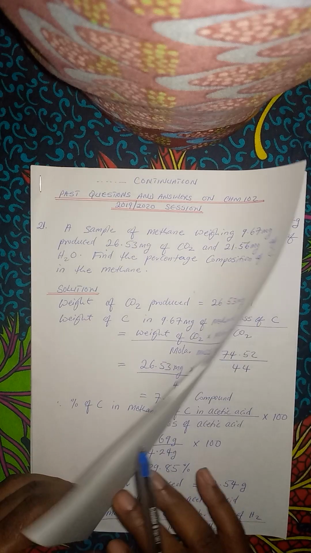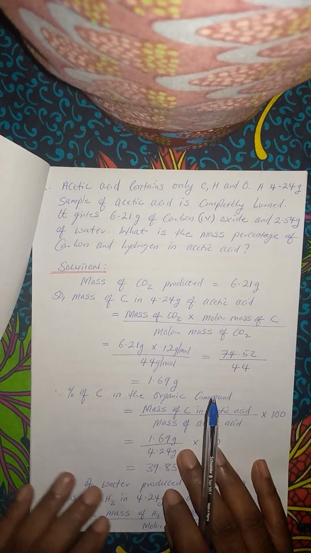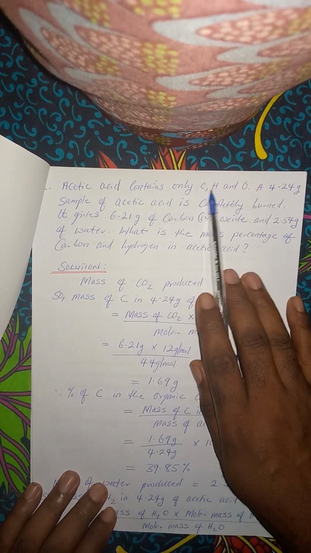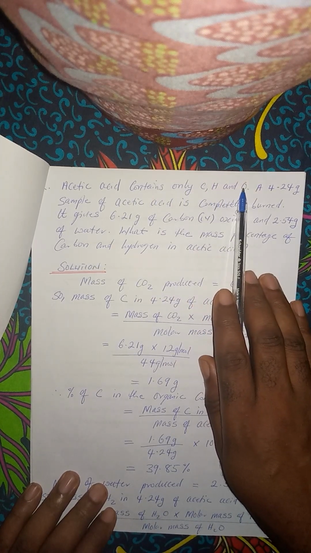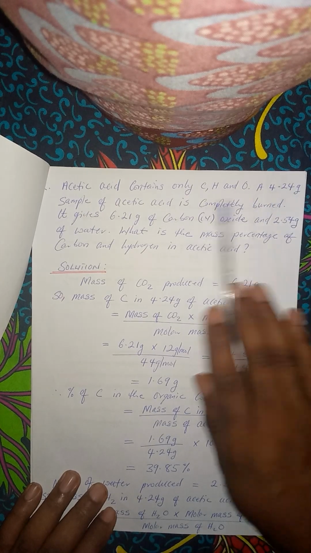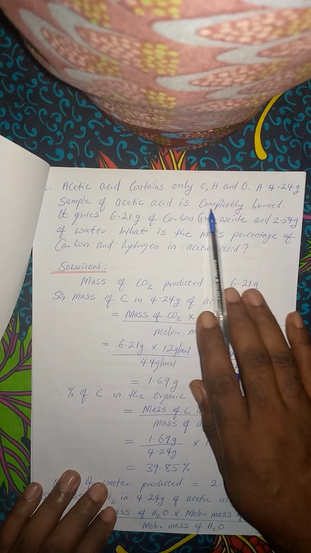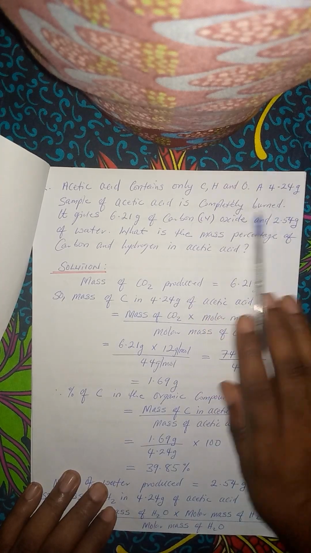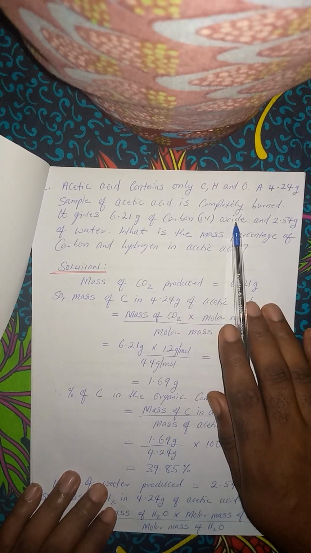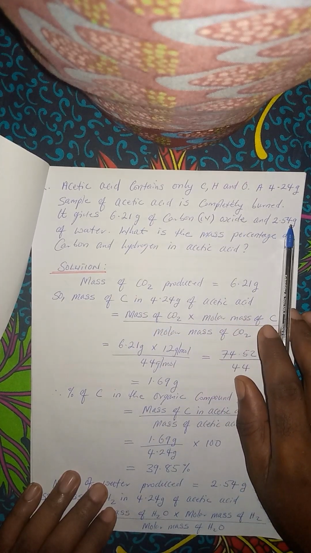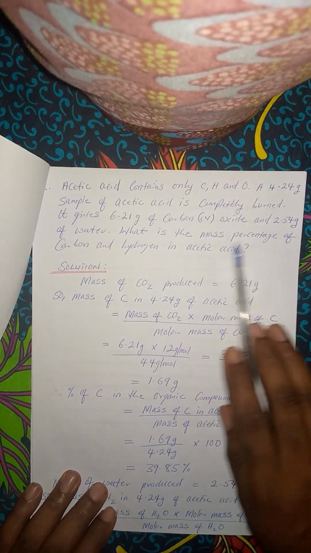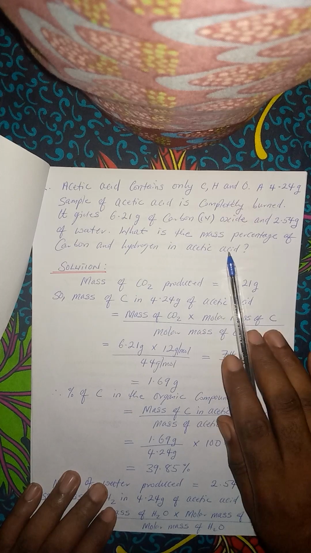Then question 22. Acetic acid contains only carbon, hydrogen, and oxygen. A 4.24 grams sample of acetic acid is completely burned. It gives 6.21 grams of carbon dioxide and 2.54 grams of water. What is the mass percentage of carbon and hydrogen in acetic acid?